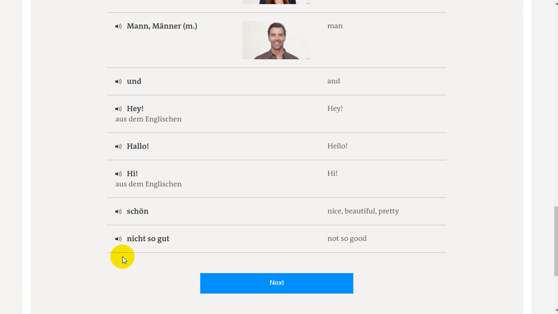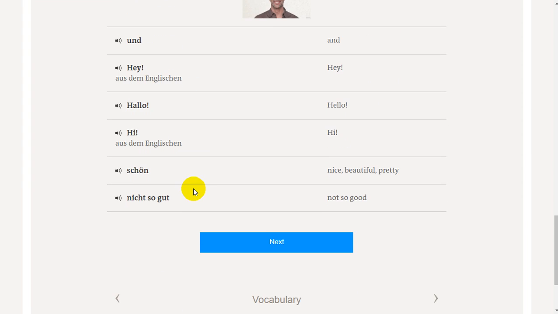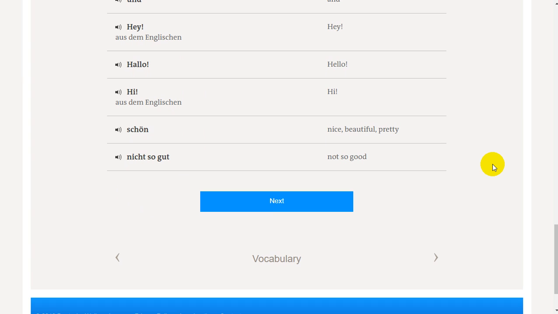Next is nicht so gut. It's not so good. If someone asks you wie geht's Ihnen, then you can say nicht so gut. How are you? I'm not so good.